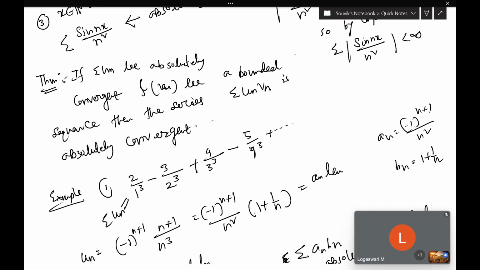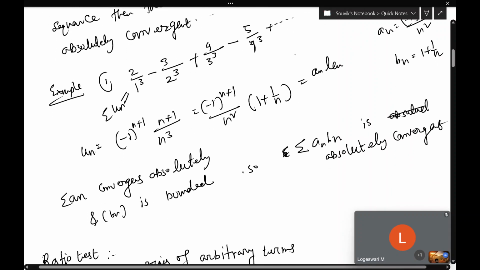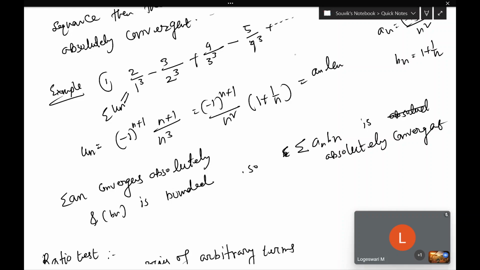There is another theorem which tells that if summation a_n is absolutely convergent and b_n is a bounded sequence, then the series summation a_n b_n is absolutely convergent. So, for example, consider the series 2/1 cube minus 3/2 cube plus 4/3 cube minus 5/4 cube plus dot dot dot.